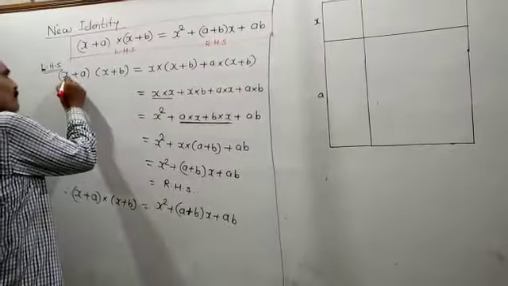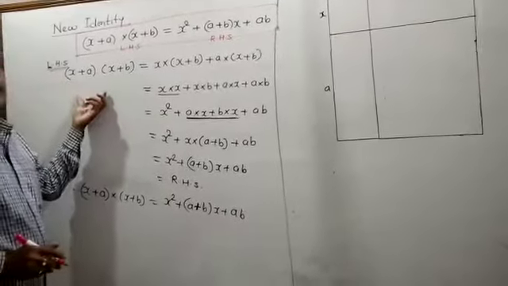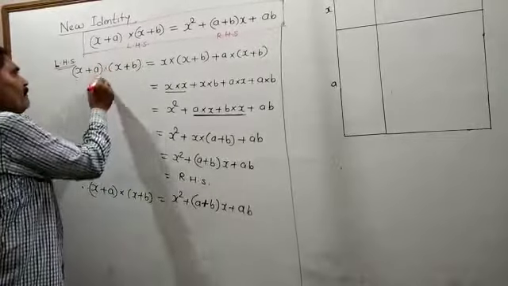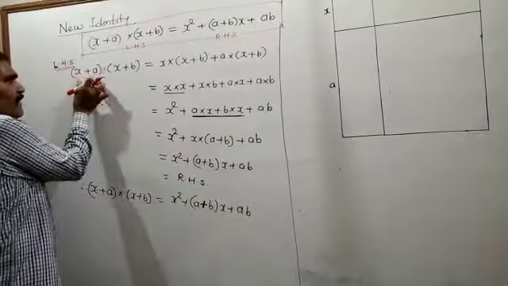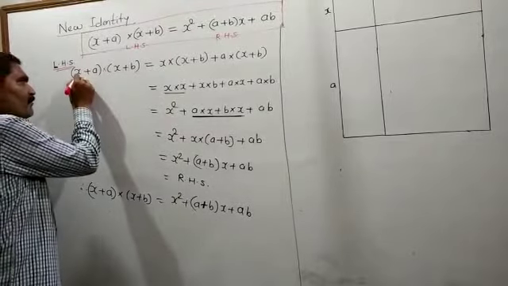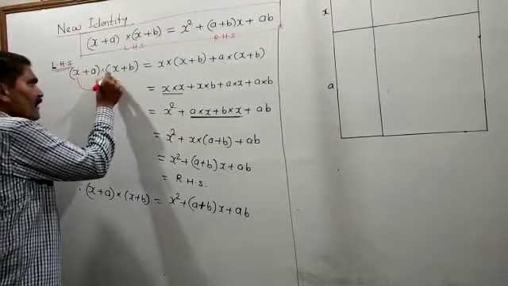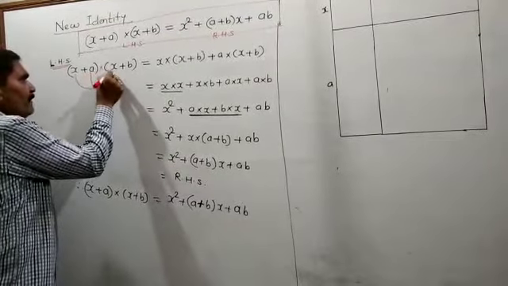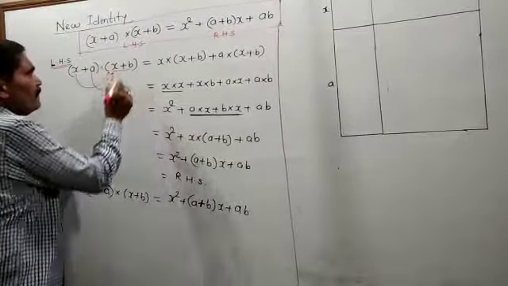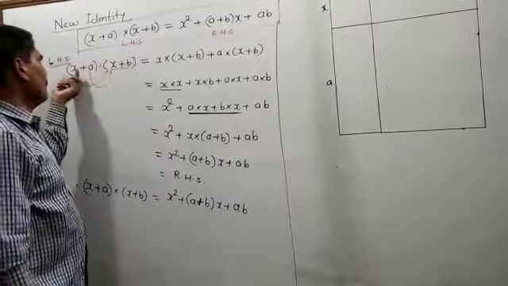So you have to utilize the distributive law. In the multiplication between the two brackets, this bracket multiplied by this bracket, at that time distribute this bracket over the other bracket. You have to utilize the distributive law: x multiplied by (x + b) and a multiplied by (x + b), same bracket. I will do the multiplication like this.